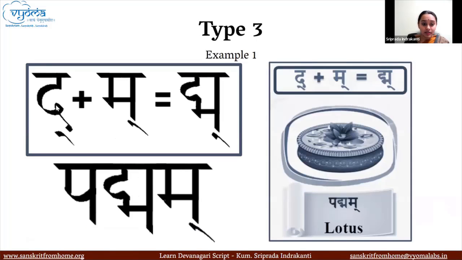For example, dma. So the d and ma makes dma. So the d becomes really small, and the bottom of the d just connects with the ma and forms dma. Example is padmam. Padmam means a lotus.